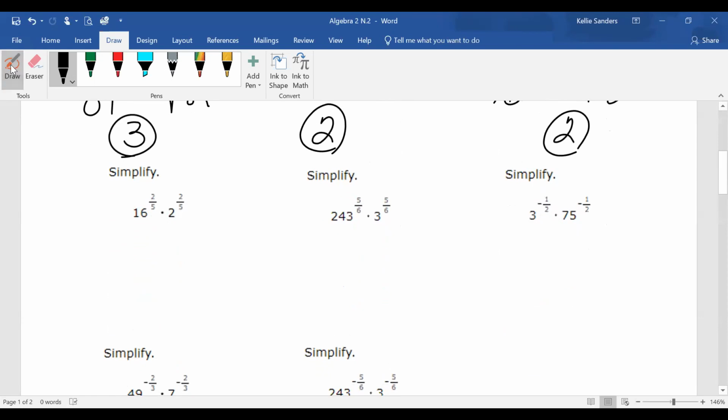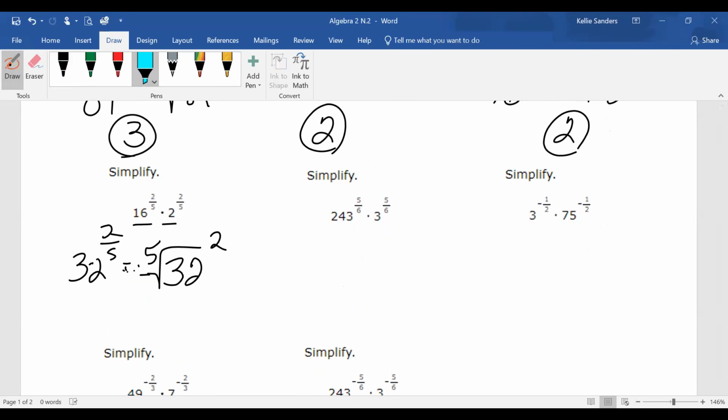The 2/5 is the same, so we're going to do 16 times 2, which is 32, and keep the 2 over 5, which is the fifth root of 32. And then we're going to square that answer. The fifth root of 32 is 2. And then I keep the square. Okay, so the fifth root of 32 is in blue, so that answers the blue 2. But the yellow 2 is staying there because we haven't done anything with it. But 2 squared means 2 times 2, which is 4. 4 would be your answer.